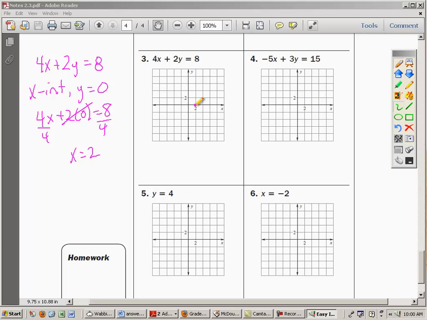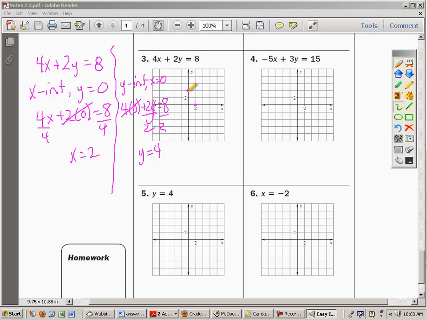To find the y-intercept, I know that x is equal to 0. And so I'm going to write 4 times x plus 2 times y is equal to 8. 4 times 0 is going to cancel, so divide by 2, and I get y is equal to 4. And so there is the point 0, 4.